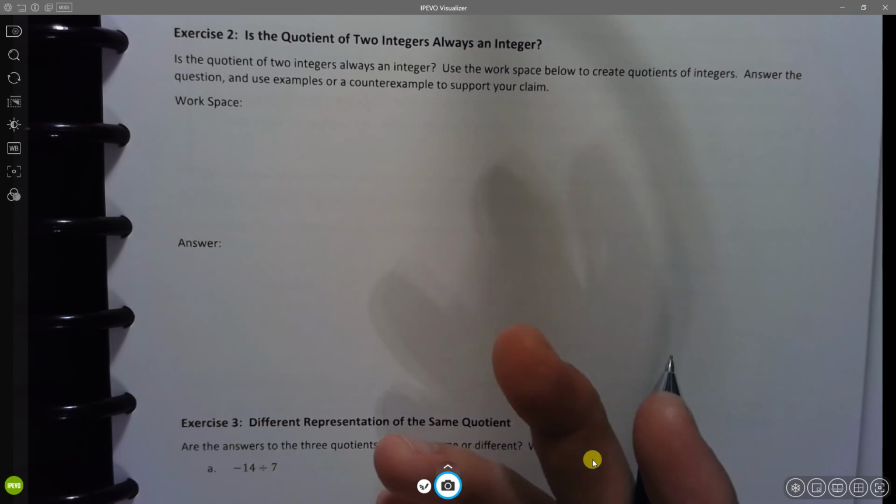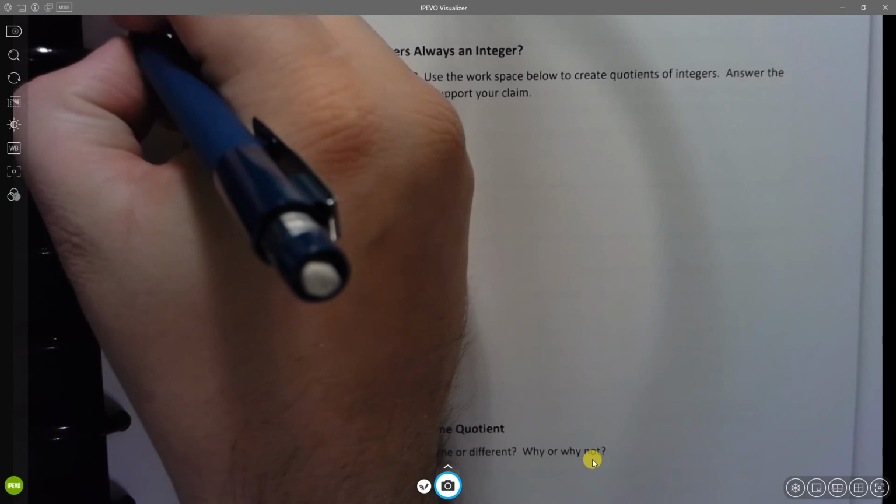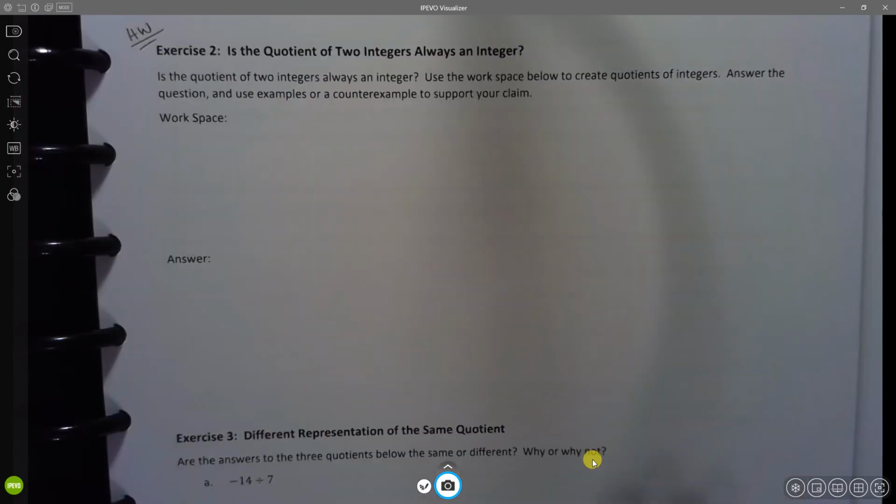That is what I want y'all to work on for homework tonight. That's the kind of question I want to know. I want to see if you can provide me an answer where you cannot create a quotient that is an integer. See what you come up with.